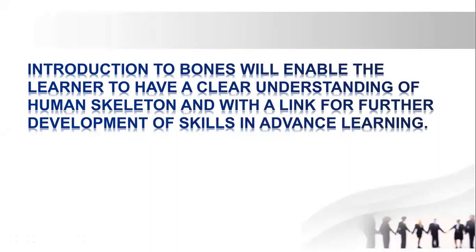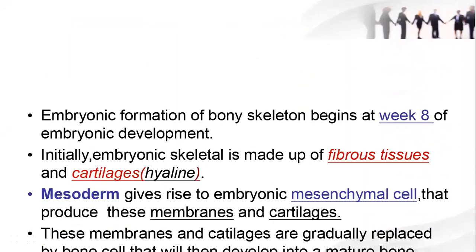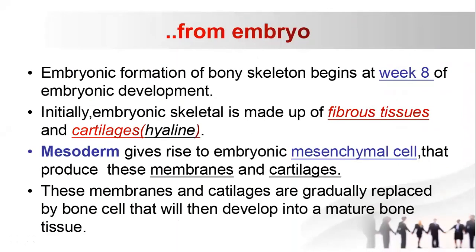First and foremost, we'll begin with the embryonic development of the bony skeleton. Embryonic formation of the bony skeleton begins at week 8 of embryonic development. Initially, the embryonic skeleton is made up of fibrous tissues and cartilage, and the specific cartilage which forms the basic component of the embryonic skeleton is hyaline cartilage.